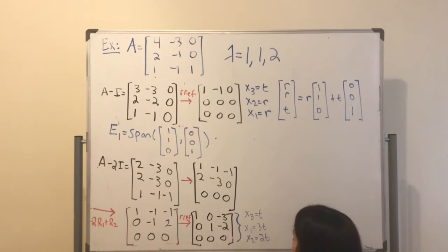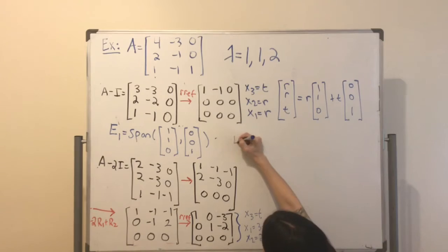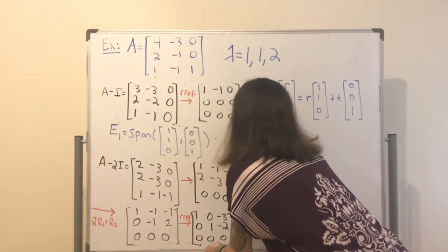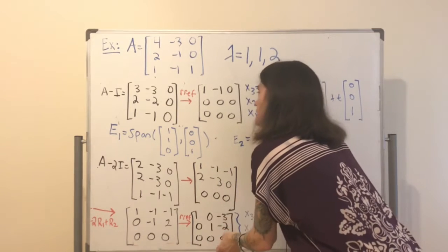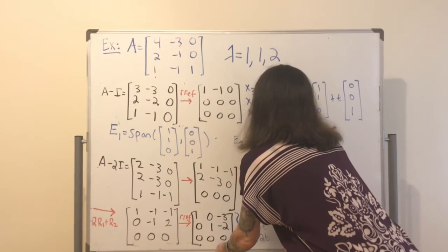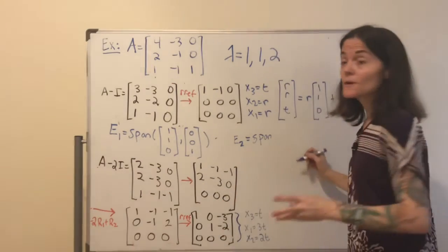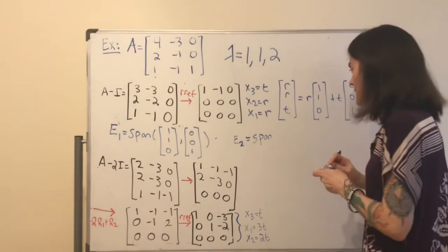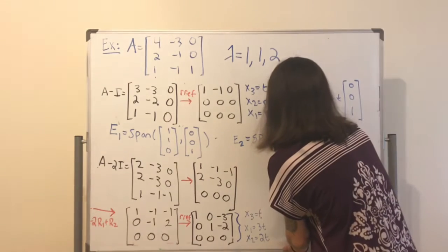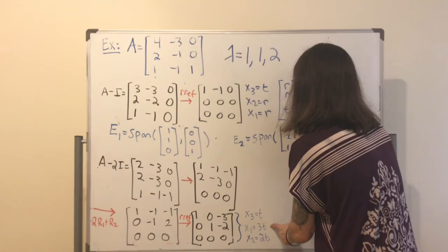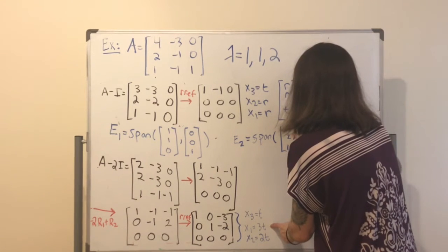Okay, so now I can write, I'll do it up here, say E2. Well, I know it's only going to have one vector. This matrix, we see the rank is 2, so the kernel has dimension 1, and this will be the span. This will be 1, 3, and 2.